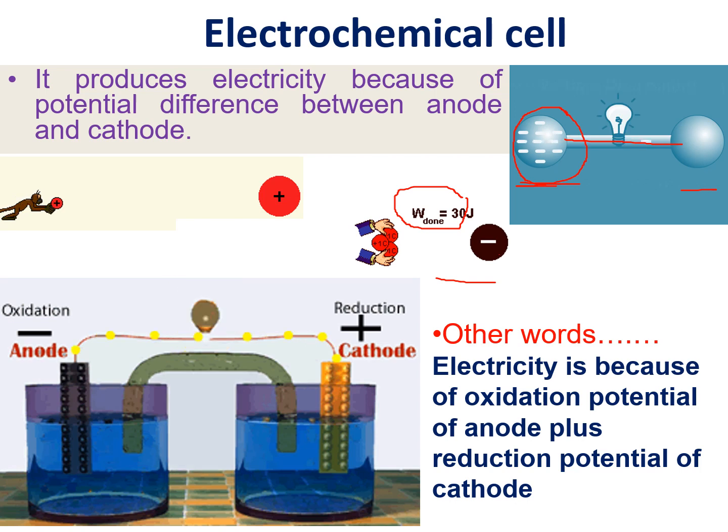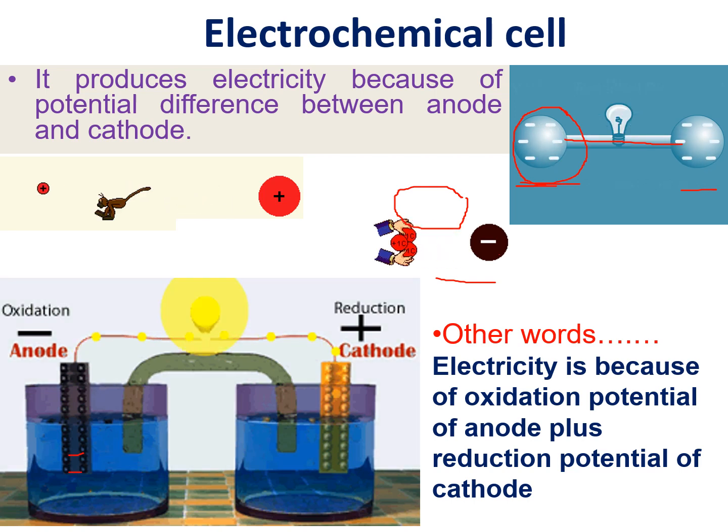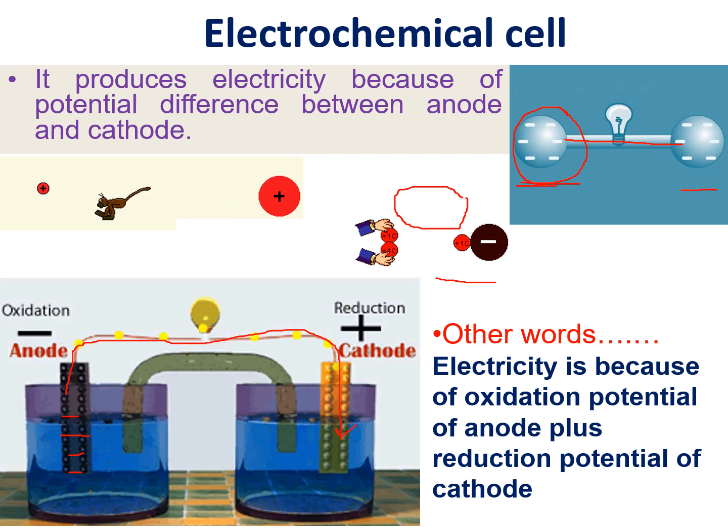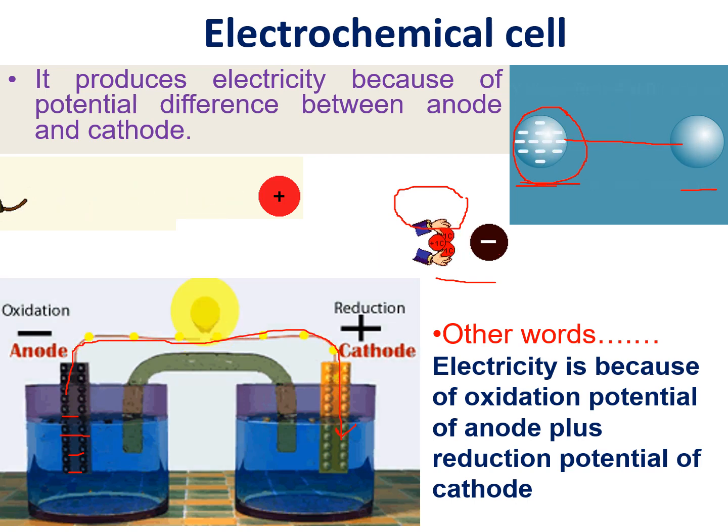The same thing is happening in our electrochemical cell. At anode oxidation takes place, so anode produces electrons. These electrons are required at cathode. Why? Because Cu2+ accepts electrons and converts into copper. It requires electrons. That's why these electrons move from anode to cathode. So it generates the electricity. The potential difference occurs between anode and cathode, and it generates electricity. So electricity is because of the oxidation potential of anode plus the reduction potential of cathode.